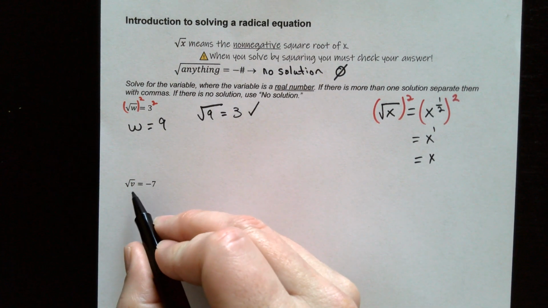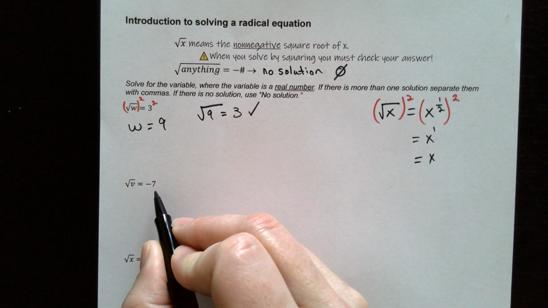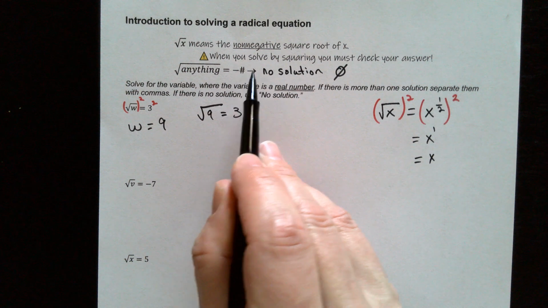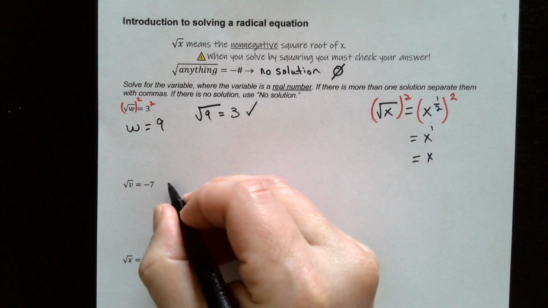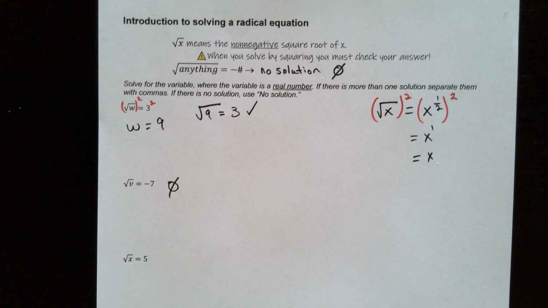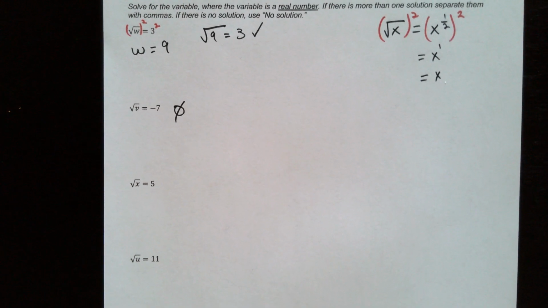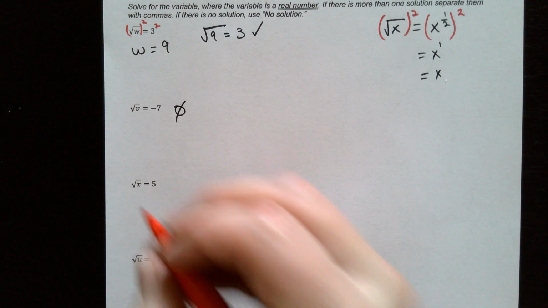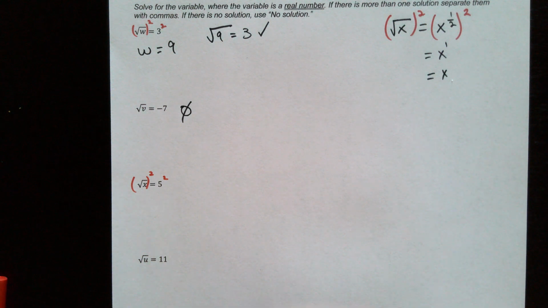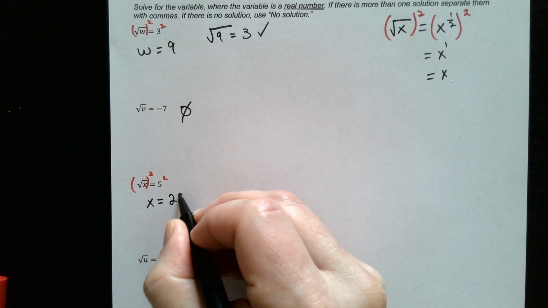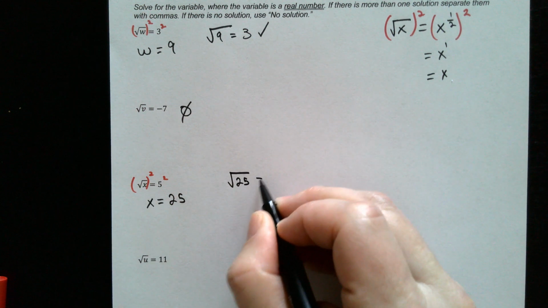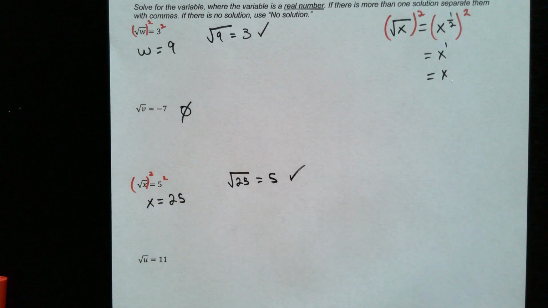All right, looking at the second one, we have square root of v is equal to -7. This is one of those cases right here where you have the square root is equal to a negative number, and we're going to say that is no solution because you'd have to have complex numbers, and we're sticking with the real numbers for these problems. Okay, the next one we got square root of x is equal to 5. So I square both sides, and that will give me x is equal to 5 squared, which is 25. Does it work? Well, plug in the 25 in place of x. What is the square root of 25? It is 5, so that one checks out.